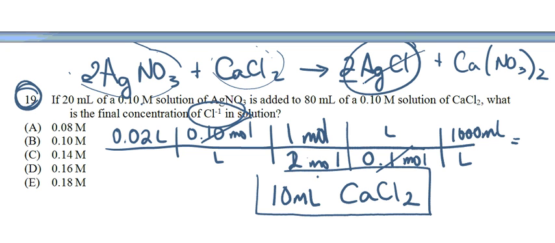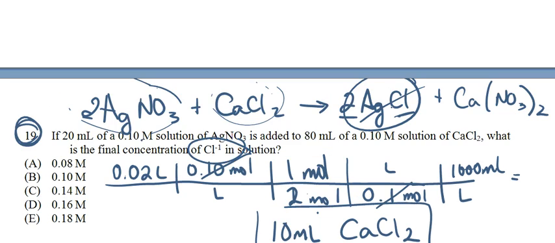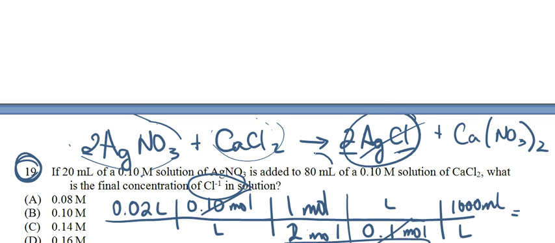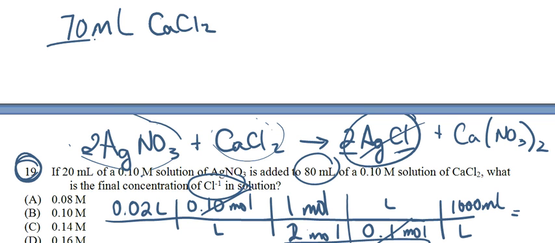Well, all the chlorines here get used up. Okay, they're no longer ions. They're all by themselves. So what this means is we actually have 70 milliliters of calcium chloride remaining. So what that means is I need to find out how many chlorine ions that actually means.